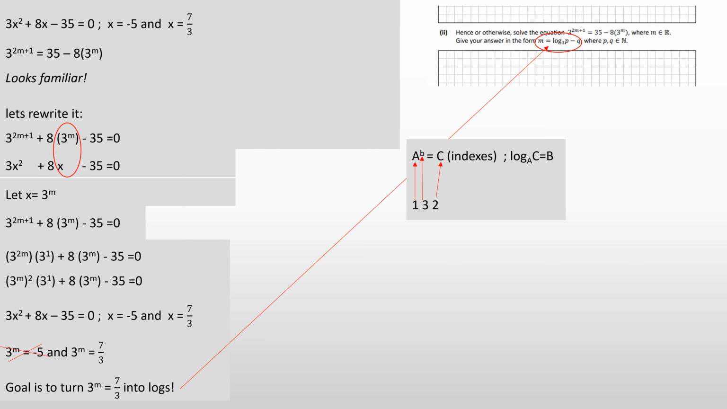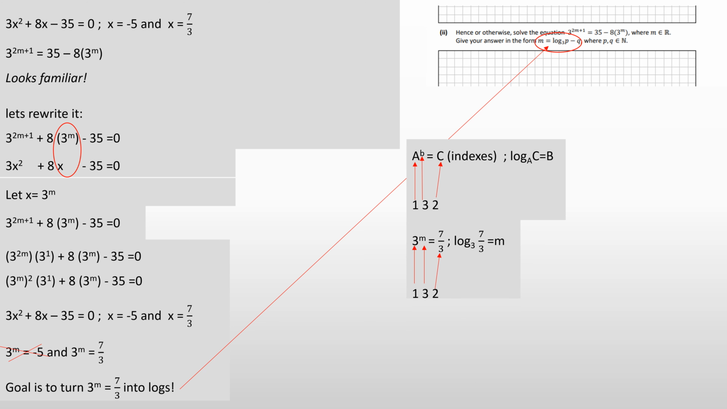So how do we rewrite the indices to logs? We take log, the first number we put in is the one we labeled 1, which is a. The second number we put in is the one we labeled 2, which is c in this case. And then equals, the last number that we put in is the number we labeled 3, which in this case is b. So you end up with log a c equals b. That's how you turn the indices into logs.